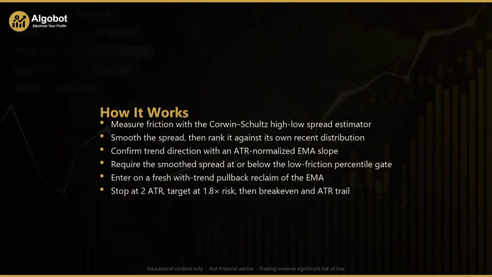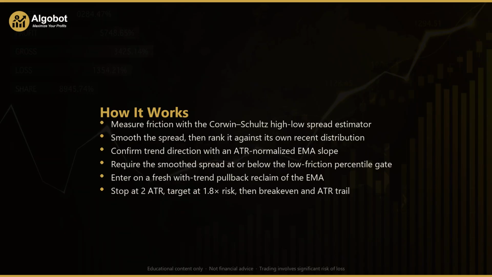Alongside the friction gate, the strategy needs a trend. It maintains an exponential moving average with a period of 34, then measures the slope of that average over the last 12 bars. To make the slope comparable across different volatility conditions, it divides the change by the current average true range. If that normalized slope is above the slope threshold of half an ATR, the trend is up. If it is equally negative, the trend is down. Otherwise, the market is treated as directionless and no trade is considered.